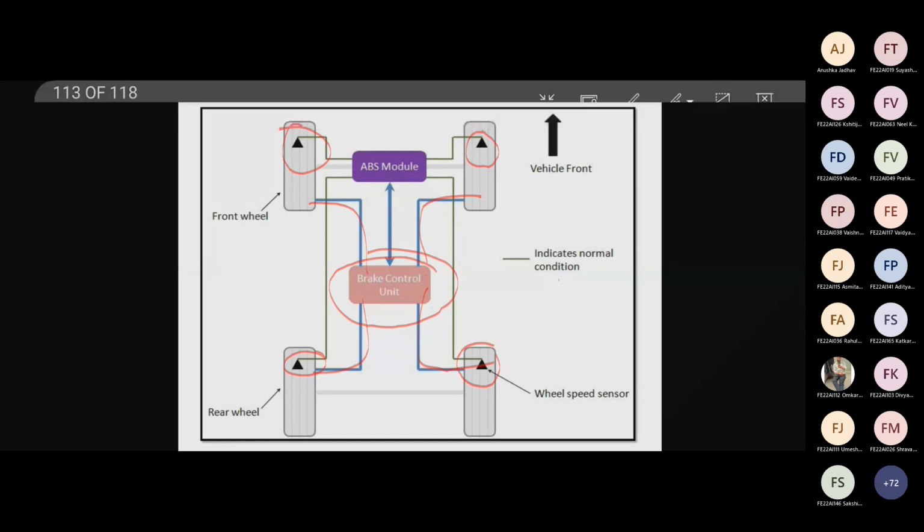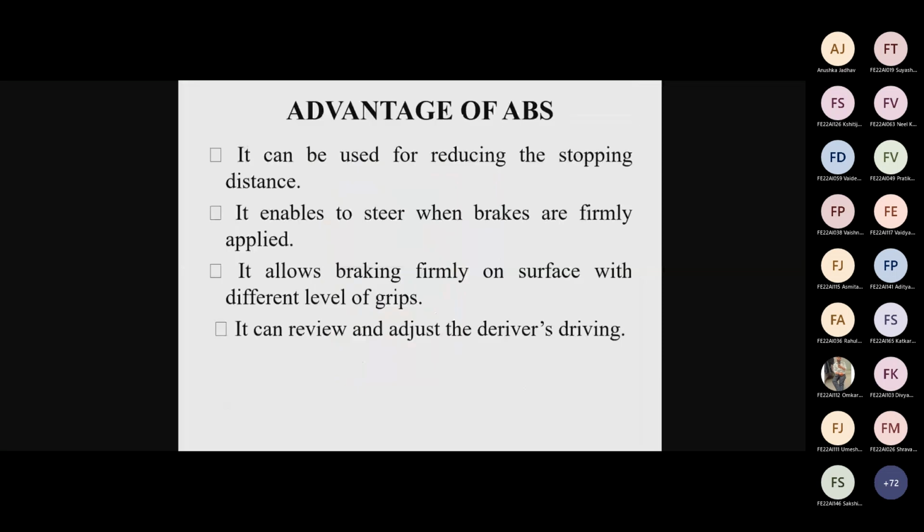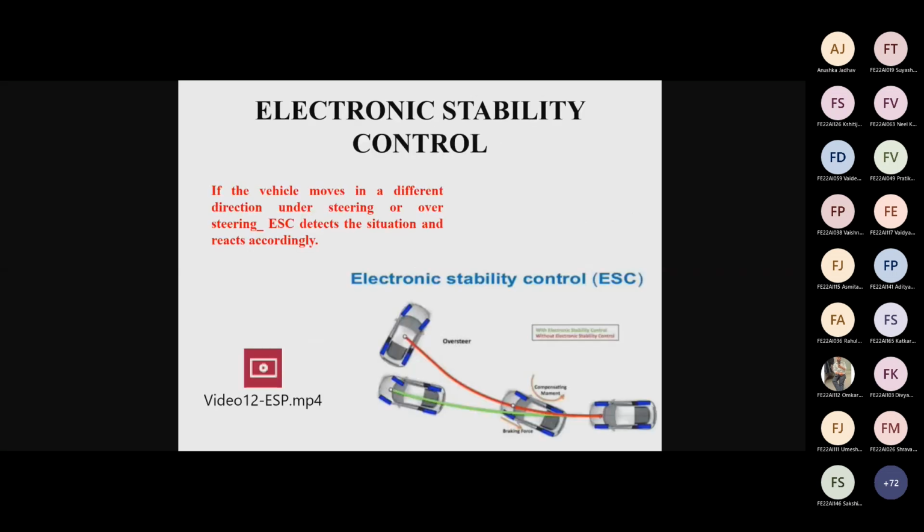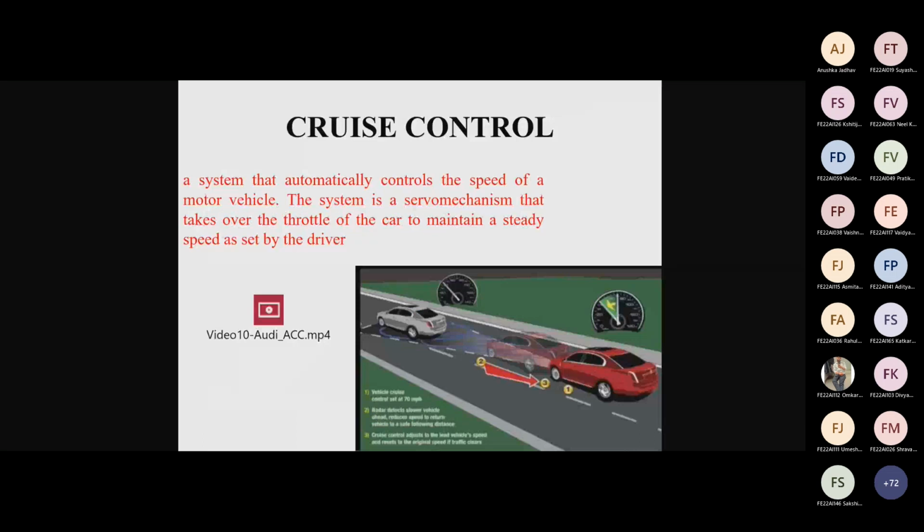Advantages of ABS: it can be used for reducing the stopping distance. It enables steering when brakes are firmly applied. It allows braking firmly on surfaces with different levels of grip. It can review and adjust the driver's driving, right? Electronic control stability, yes, this is also one type of active safety system.